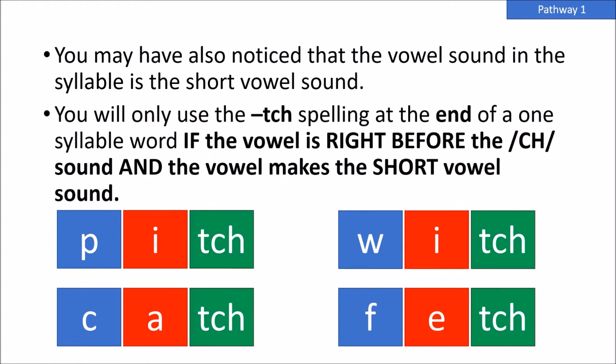You will only use the TCH spelling at the end of a one-syllable word if the vowel is right before the ch sound and the vowel makes the short vowel sound. For example, in the word pitch, we hear the short vowel sound I, and that short vowel I comes right before the ch sound in the word pitch. So therefore, it is spelled with the TCH ending.